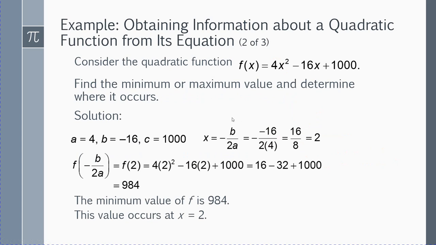Next, find the maximum and minimum value and determine where it occurs. So you're just going to use this negative b over 2a to find the x coordinate. Okay, so first you're going to find the x coordinate. So just negative b, so my b is negative 16, so negative is going to be 16, divided by 2a, well, that's 2 times 4, that's 8. So that's 2. Then you're going to find the y coordinate.